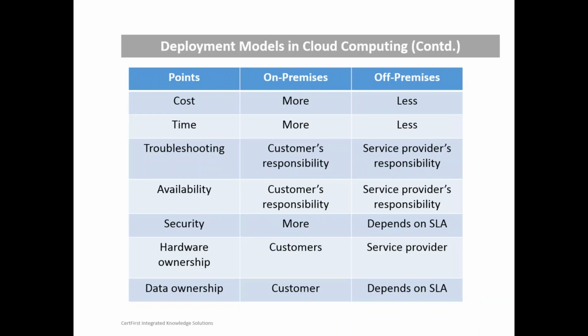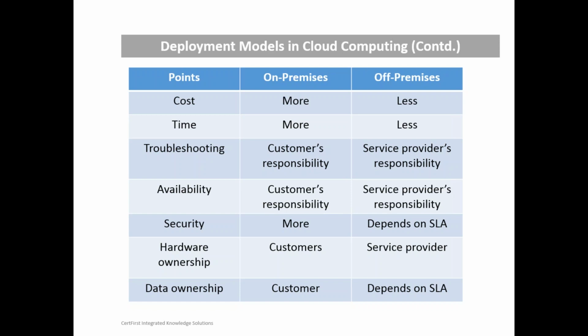There are different deployment models. We're just talking about on-premise and off-premise, the advantages and disadvantages. The cost is very high on-premise, for obvious reasons. In off-premise, the cost is less. That means the cloud cost is less. The time it takes to provision a resource in the cloud is less. The time it takes to provision a resource on your premise is very high. Troubleshooting is entirely your responsibility when it is on your premise. In the cloud, you can take the help of the cloud vendor just in case things go wrong.